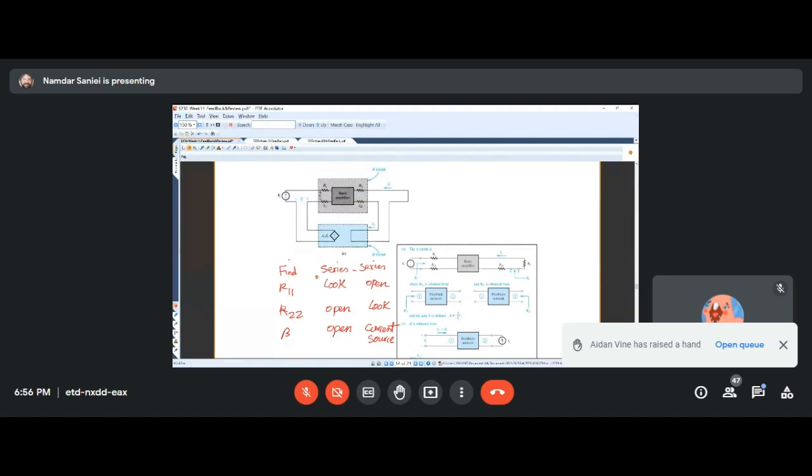Series, you want to look into port 1. Port 2, what do I do? Open. For R22, I look into port 2. What do I do with port 1? Open it. And for beta, as on the output side, shunt was related to a voltage source, series is related to a current source. But on the input side, whatever series meant is the same series.